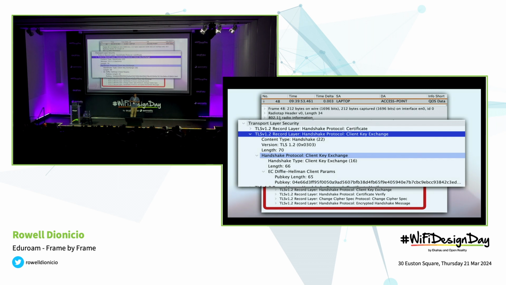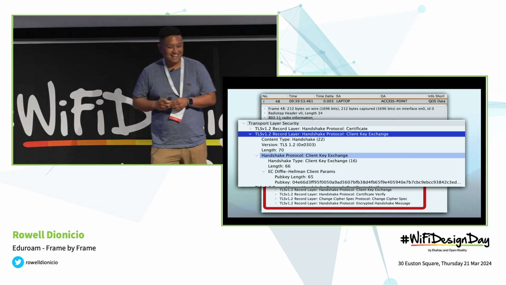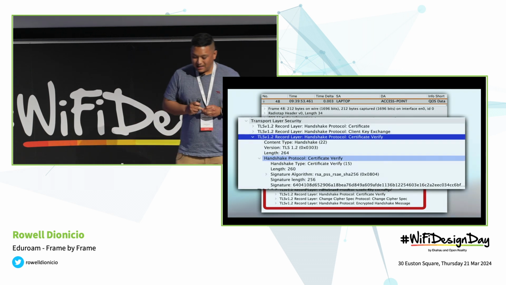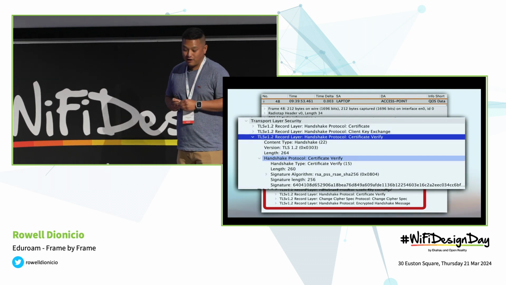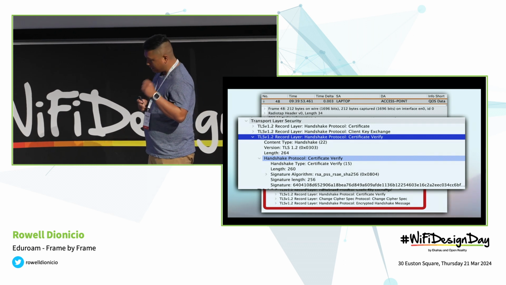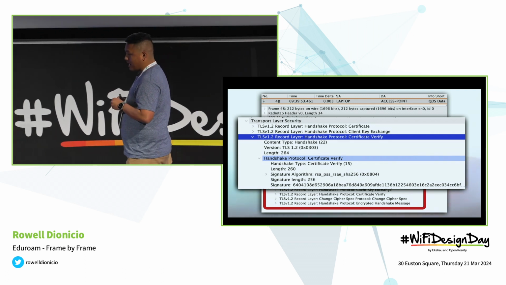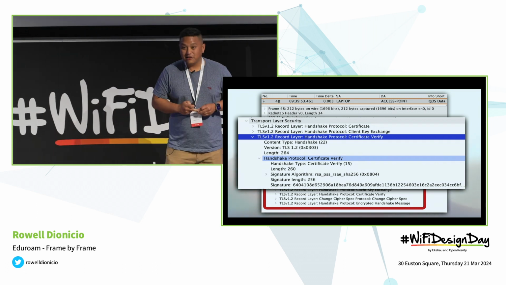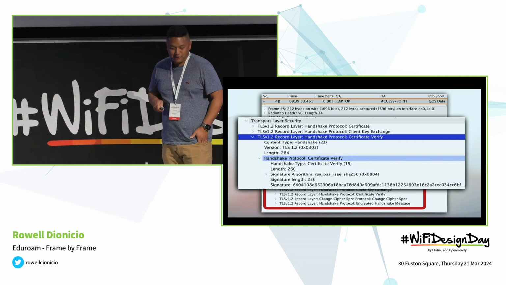You can see the elliptic curve Diffie-Hellman that Phil was talking about and how cool it is. That's cool, I guess. I see the key. That's all I know. I don't go into the details of the elliptic curve. And then you've got the certificate verify, right? This would be the client saying, yeah, your certificate's good. You're not a fake Radius server.